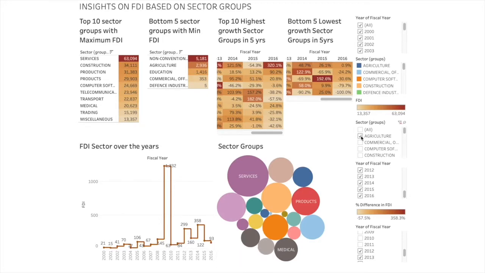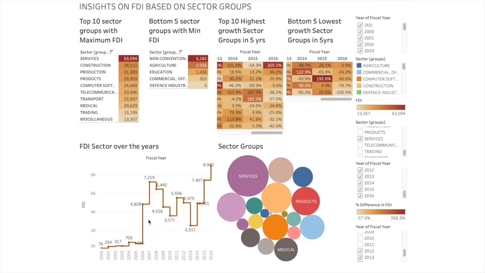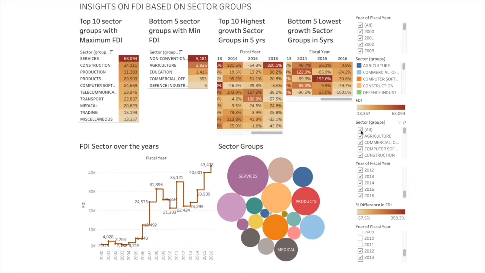And then if I want to find out the record so far for services, since services recorded the highest sector, let's see what the services trend has been. So this has been the trend of the services sector. In 2016 it has received the highest so far compared to the past 17 years. Let me click on the all, and then you can see the various trends over the 17 years.